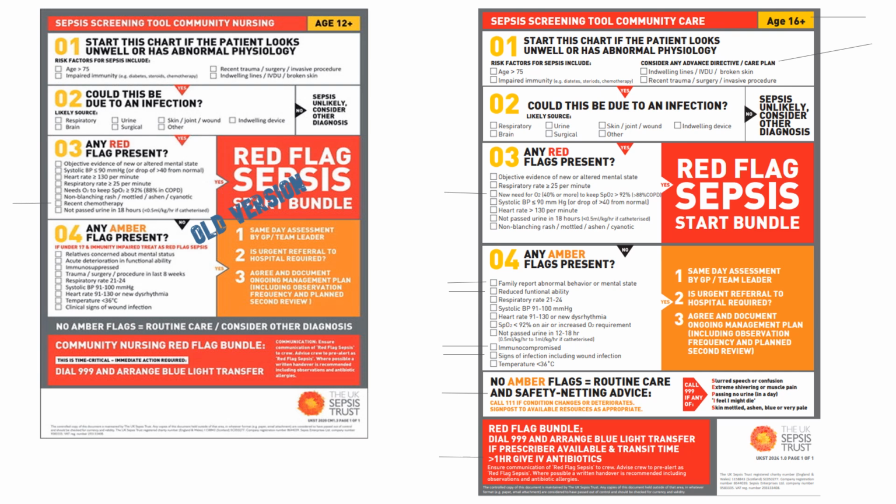Now, perhaps most importantly, down the bottom is the red flag bundle. So it's now the community care red flag bundle. It used to be the community nursing red flag bundle. So importantly, it still says dial 999 if you think there is a red flag. Arrange that blue light transfer as soon as possible. However, it's now changed to include, if there is a prescriber available and the transit time is greater than 1 hour, we're to give IV antibiotics.